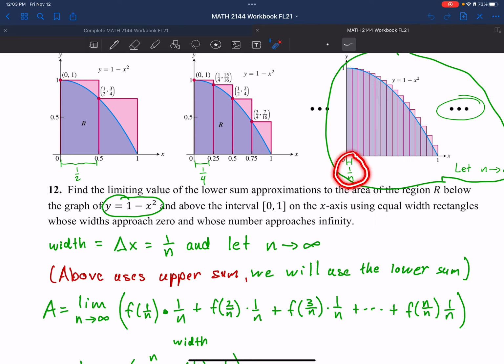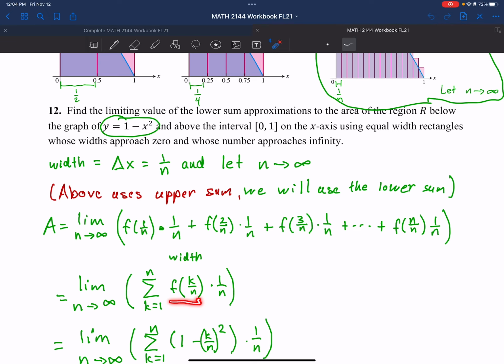So we have this set up for us that the area is the limit as n approaches infinity of f of 1/n times 1/n, f of 2/n, which gives us the height of the second rectangle, times its width 1/n. So we wrote this using our summation notation, our sigma notation, as f of k/n, because if you notice, it's the numerator that is advancing in terms of the index, which is going to be k. And then the width is going to be 1/n in each scenario.